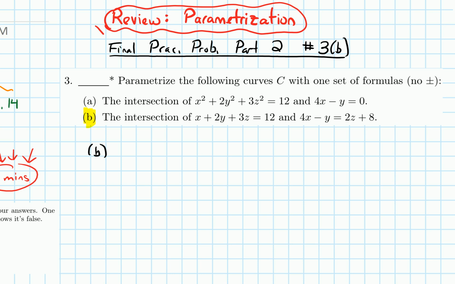So part B is what we're looking at. I want to parameterize the intersection of these two things. First, what I want you to do is pause the video and try this on your own for 4 minutes. That might not be enough time to finish the question, but I want you to try to begin and see if you can make some progress on this. So 4, 3, 2, 1, pause the video.